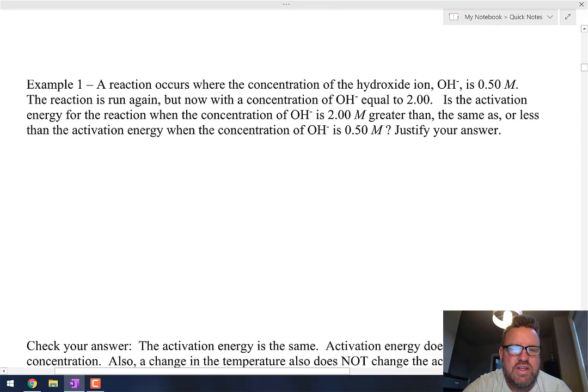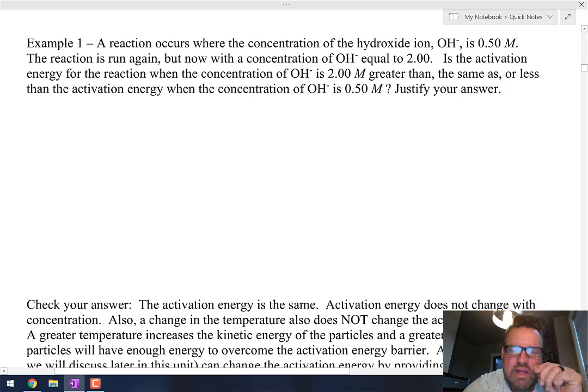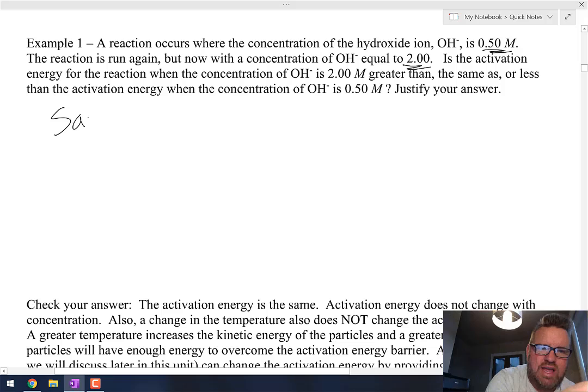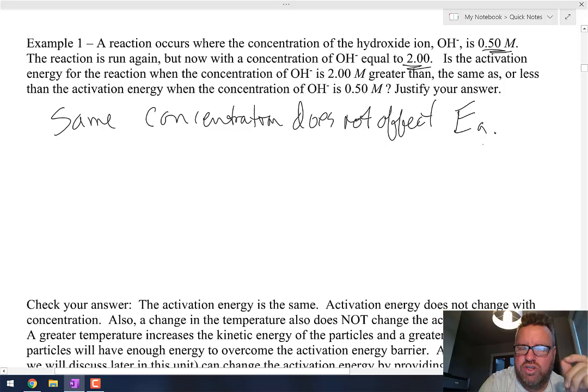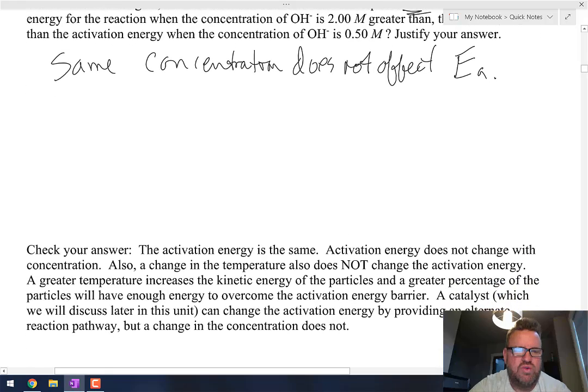So here's a question again. This was back in Unit 3. I just wanted to go over it with you again to make sure we understand that when you change the concentration, you go from 0.5 molar to 2 molar. Is the activation energy of the reaction greater than, less than, or the same as at a different concentration? Okay, and we know that it is the same. Again, you could say because concentration does not affect the activation energy. And don't abbreviate it; write out activation energy. So activation energy does not change with concentration.